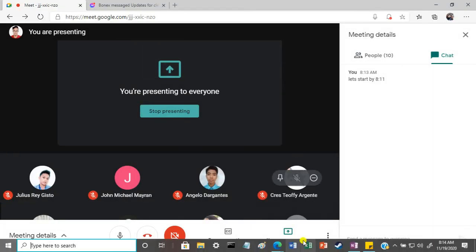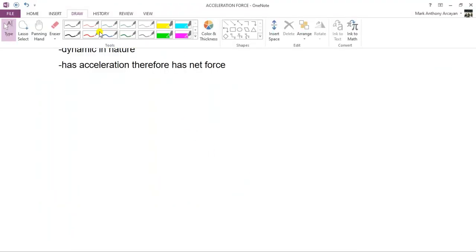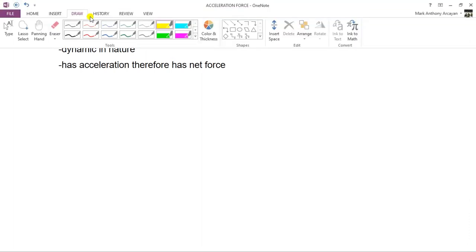So again, why do we have net force? Because acceleration and the amount of force being applied on an object are related to each other by Newton's formula: F is equal to mass times acceleration. So that is the relationship between them.